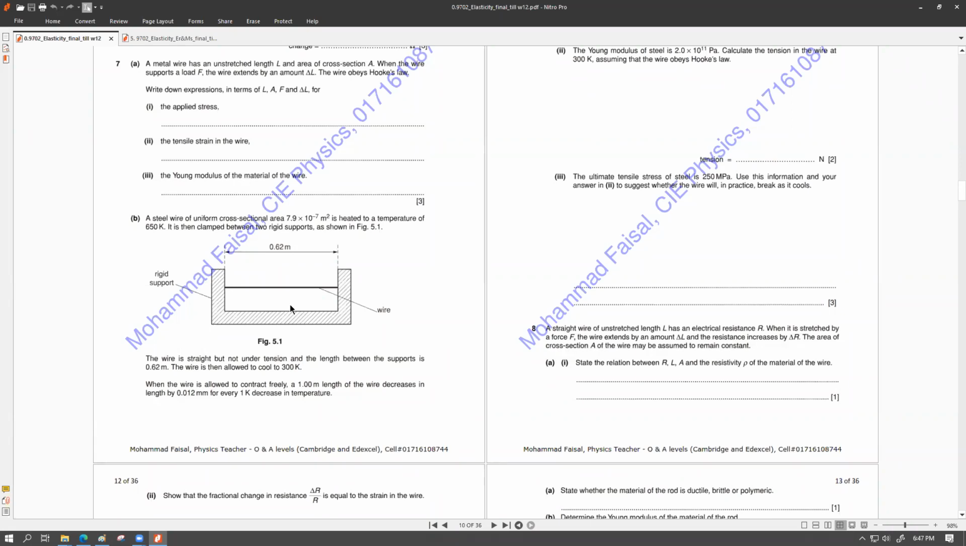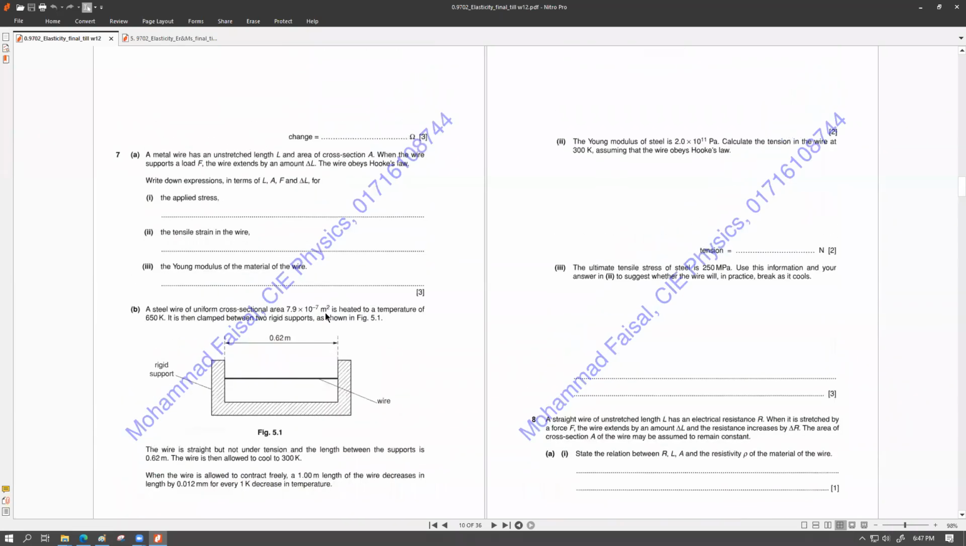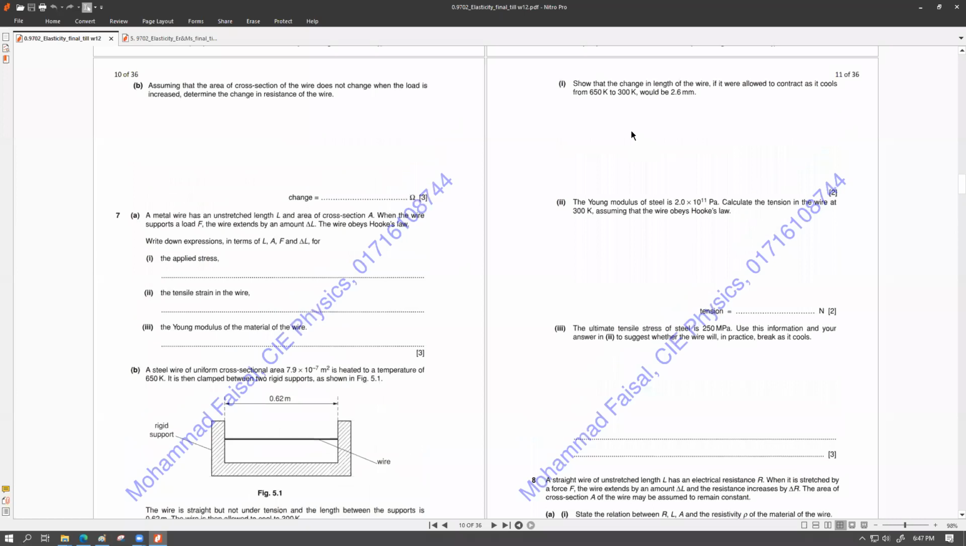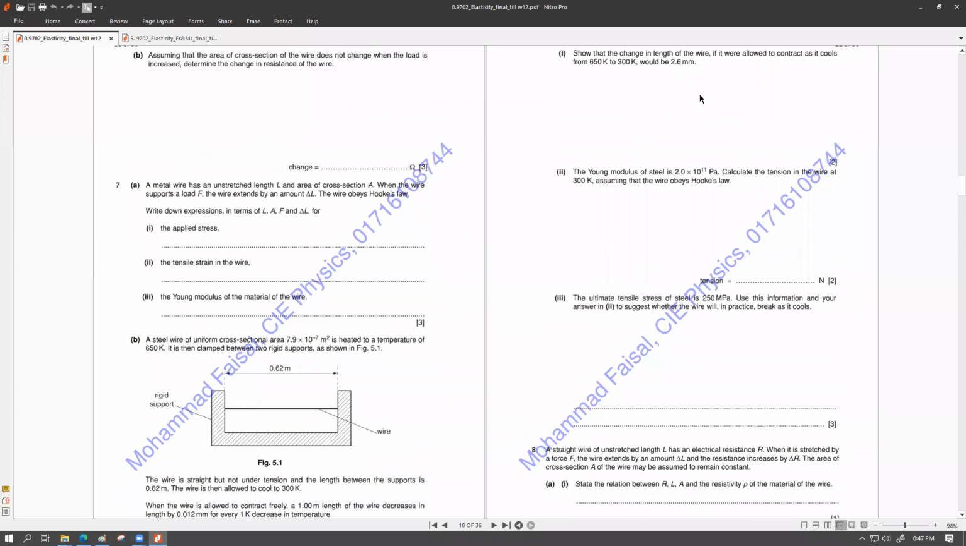So question number B1 is pretty simple to do. B1 was to show that the change in the length of the wire, if it were allowed to contract as it cools from 650 Kelvin to 300 Kelvin, would be 2.6 millimeter. Have a look at this information. When the wire is allowed to contract freely, a 1 meter length of wire decreases in length by 0.012 millimeter for every 1 Kelvin decrease in temperature. So that's basically information that we can use for our unitary method.